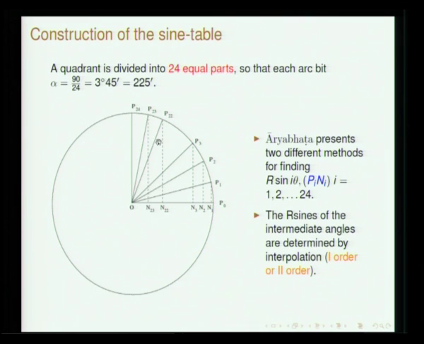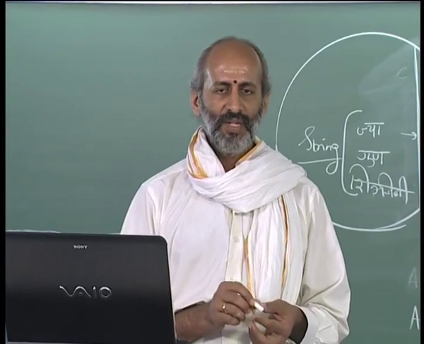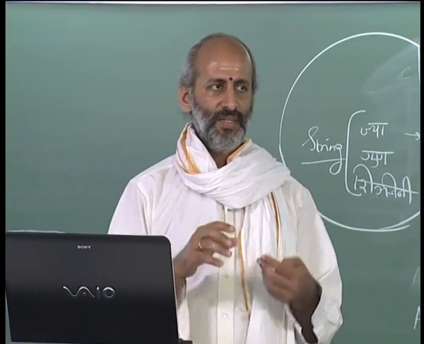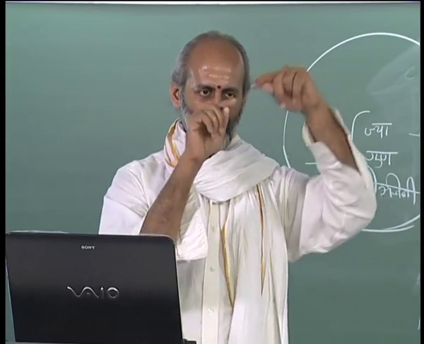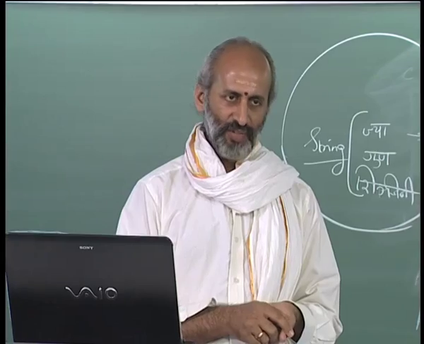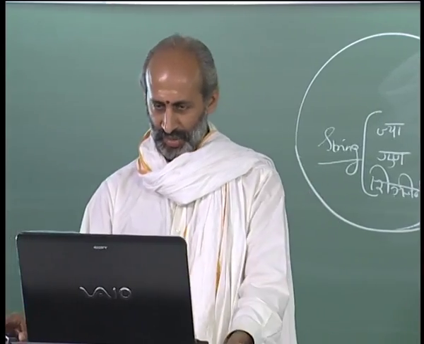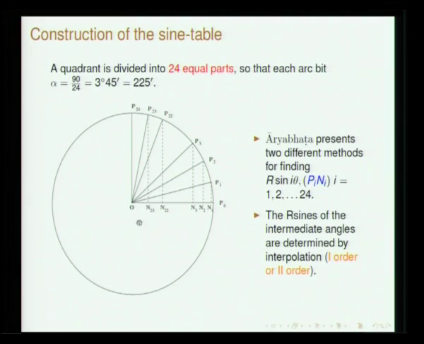Generally in almost every astronomical or mathematical work, we will see that a certain method has been described in which typically they will divide a quadrant into 24 parts. So, as shown in the diagram, you take the circle, you take this quadrant O P0 P24 and divide this into 24 equal parts. The points are marked as P1, P2, P3 and so on.